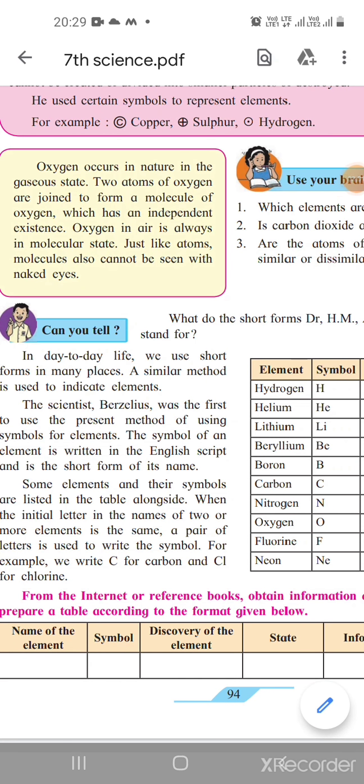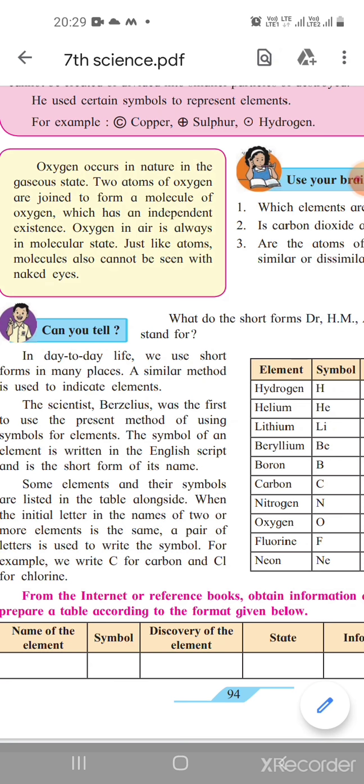Welcome back students. Today we are going to start learning the remaining part of lesson number 14, elements, compounds and mixtures. Yesterday we discussed a lot about how objects are made up of different types of matter. As you know, matter is present in three states: solid, liquid and gaseous state.